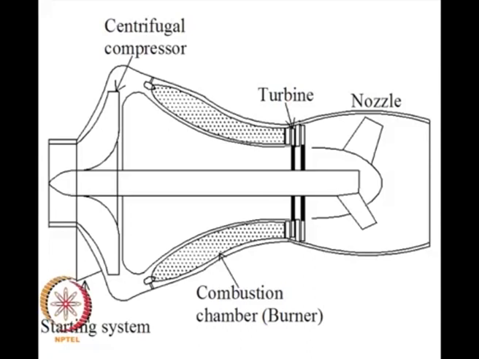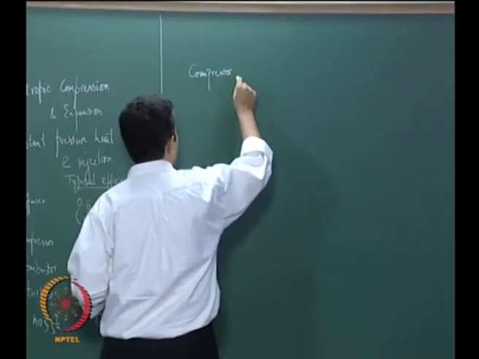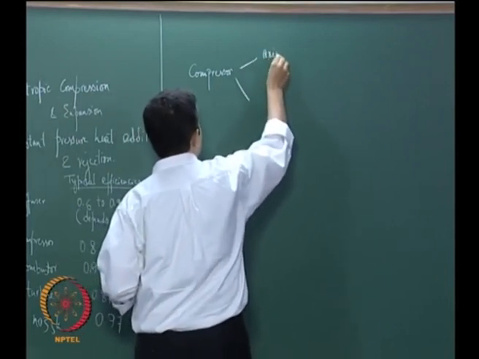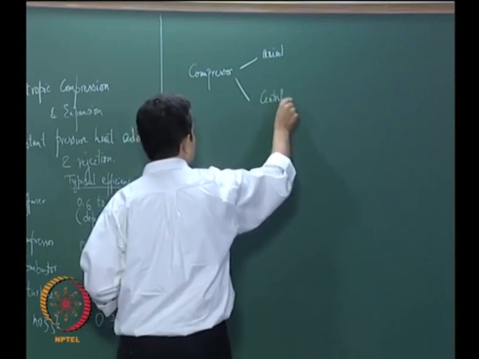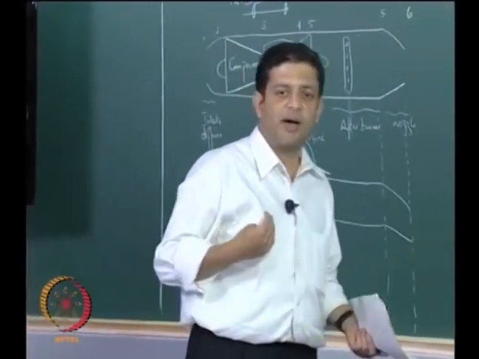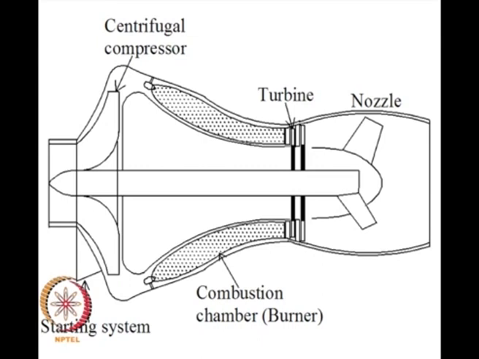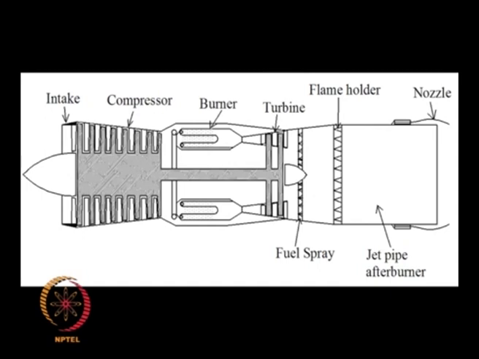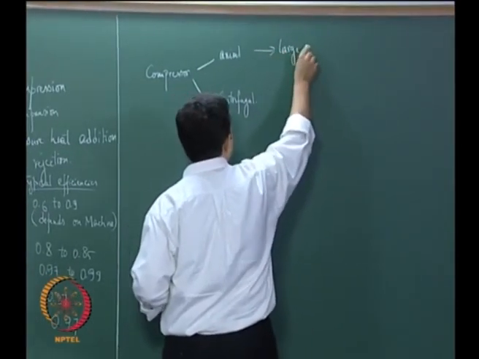So for a compressor, we have two choices, that is, compressor can be either axial or centrifugal. What is the difference between the two? What do you think is the change from axial to centrifugal? Notice one thing, that if you take a look at this engine, there is only one stage of centrifugal compressor, whereas in the axial compressor there are many stages here. Okay. So one is, the axial compressor has a large number of stages.